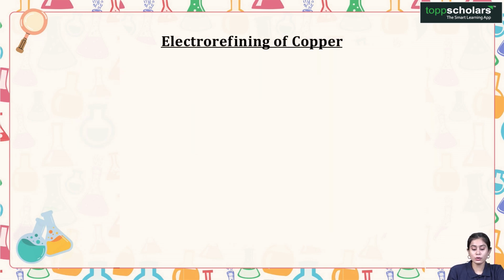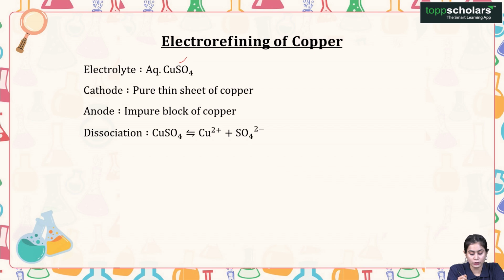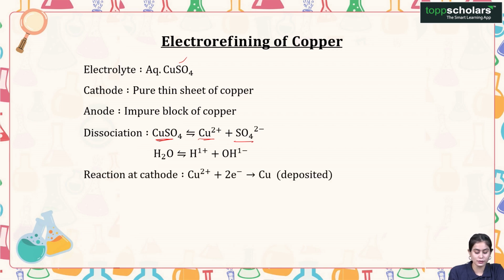Moving on, electrorefining of copper. So what is the electrolyte? Copper sulfate. What is the cathode? A pure thin sheet of copper. That is used as the cathode. What is the anode? An impure block of copper. So you are refining, right? So the impure block of copper you are going to keep. Let's see the dissociation of copper sulfate, your electrolyte: Cu2+ and SO4 2-, that we know. Copper sulfate dissociates to form copper ions and sulfate ions. H2O, similarly, H+ and OH- ions.